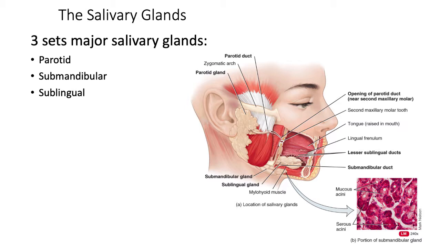These produce a watery fluid that contains mucus, water, and salivary amylase. Salivary amylase is an enzyme that begins the process of chemical digestion in the mouth. It digests starch. Also included in saliva is an antimicrobial protein called lysozyme.